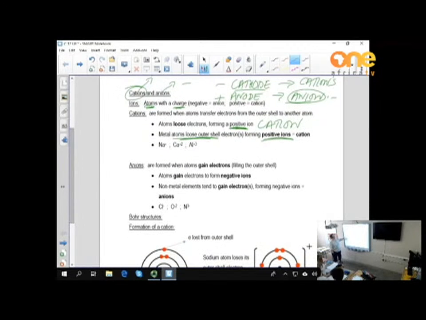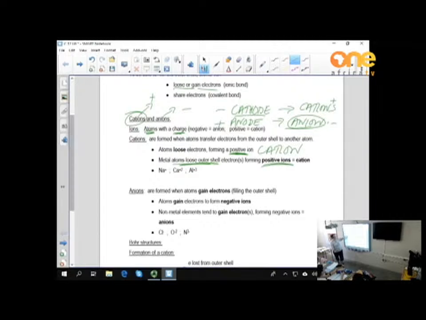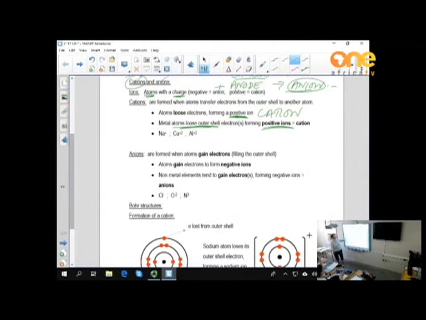Okay, so here we just have some examples of cations. The opposite of a cation is an anion. Anions are atoms that have gained electrons, so they have a negative charge. Non-metal elements in general gain electrons, forming negative ions. For example, chloride, oxide, nitride. People remember how it works?